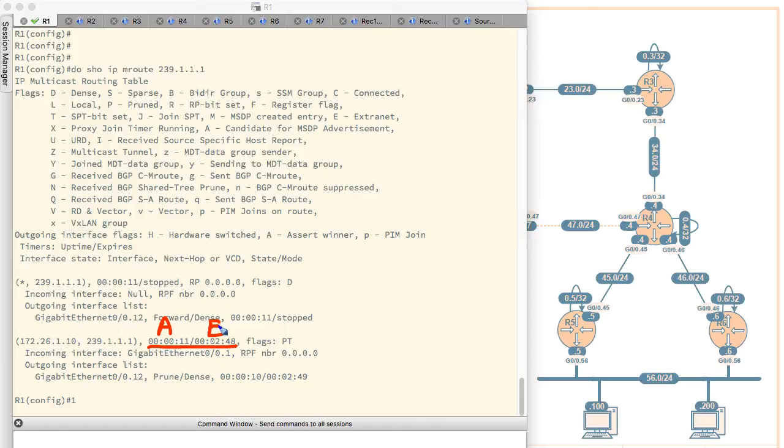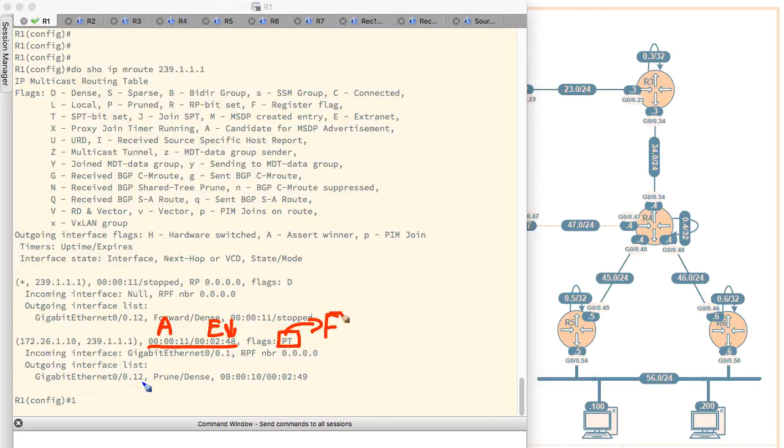So right now, the whole state is in prune. And as this expiration timer expires, I'm going to move it from prune back to forward, and I'm going to repeat my flooding behavior again. So that's what that timer means.